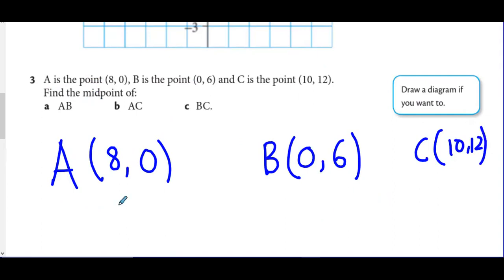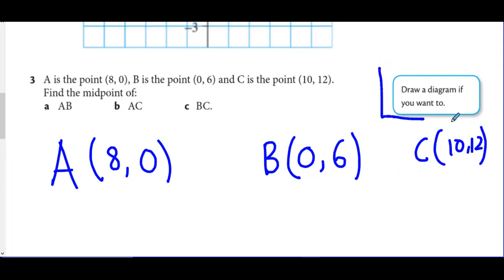Now, what is the question? The question is, part A, find the midpoint of AB. Part B, find the midpoint of AC. Part C, find the coordinates of the midpoint of the line BC.